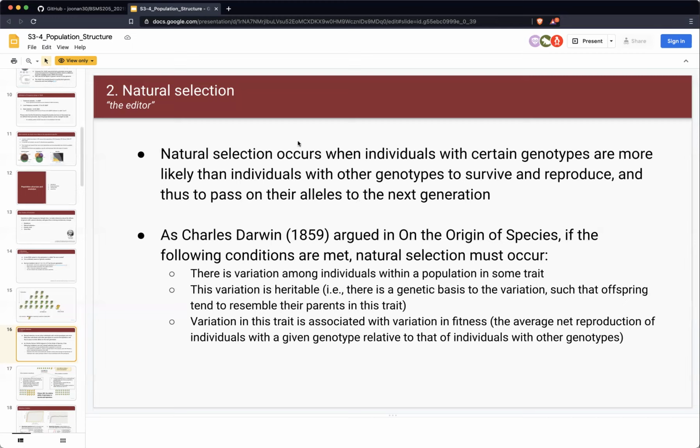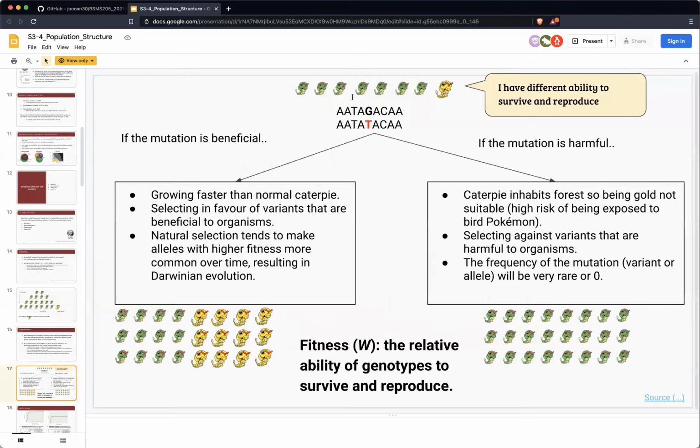across the individuals. So we know this variation is heritable, and also this variation is associated with fitness and genotype, and all of this information interplays to shape our allele frequency in a population, right? So we're back to the new mutation and the caterpillar with the shiny trait, right?